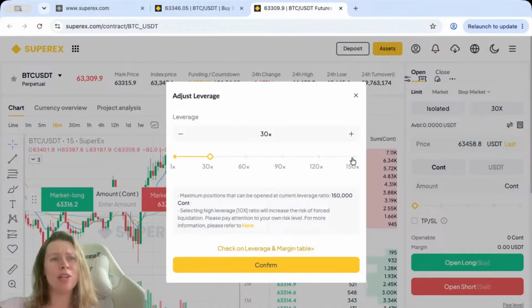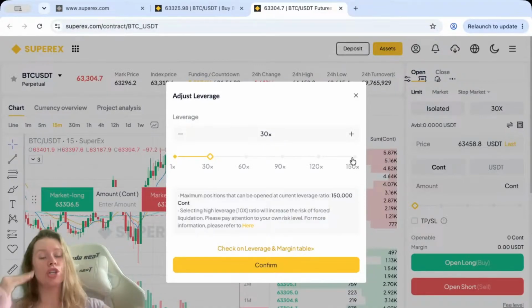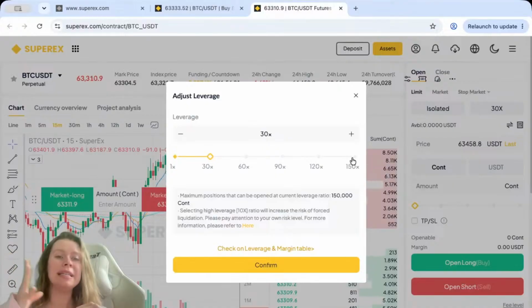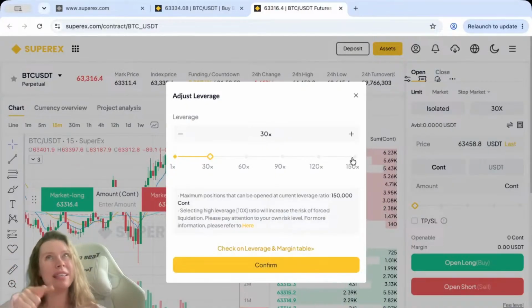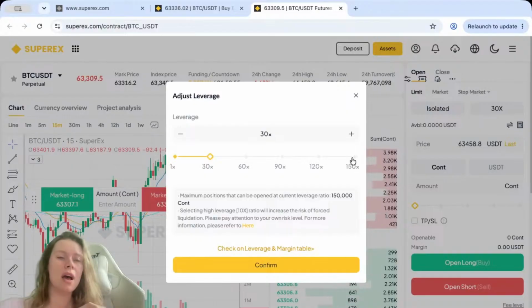If you drag it all the way to 150, it is like a 0.66% move against you that wipes you out. At 10 times, it takes like a 9% move, whereas at 3 times, you can survive a 30% crash. So remember, the higher the leverage, it isn't bigger profits, it's smaller margin for the same position size, which means tighter liquidation distance. All right.